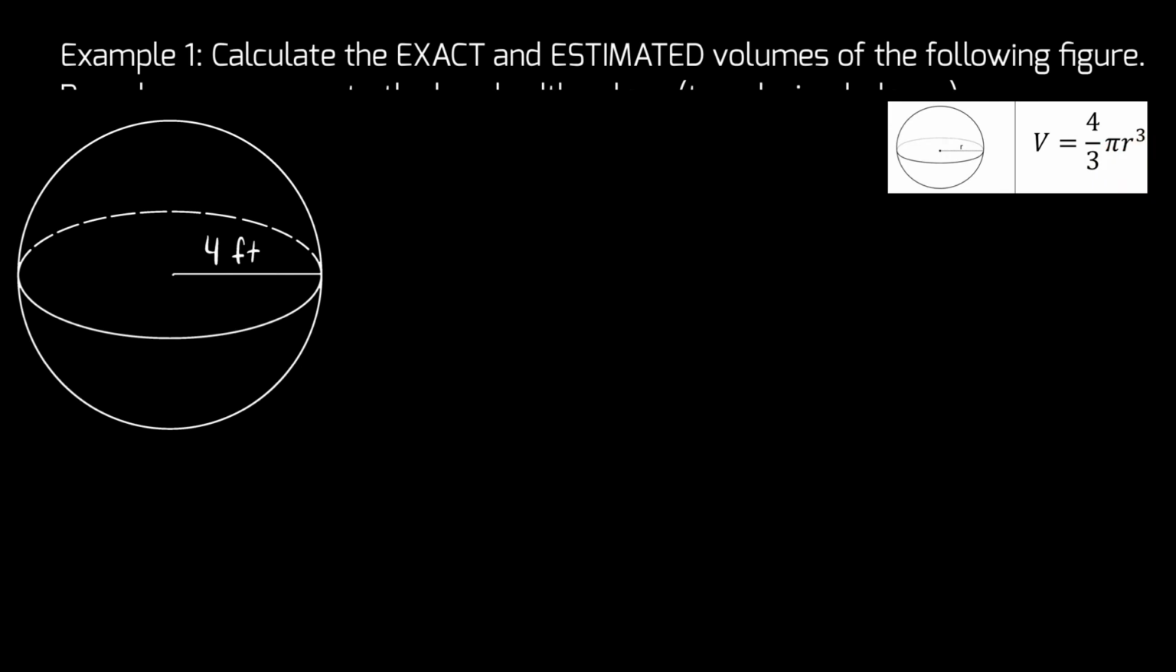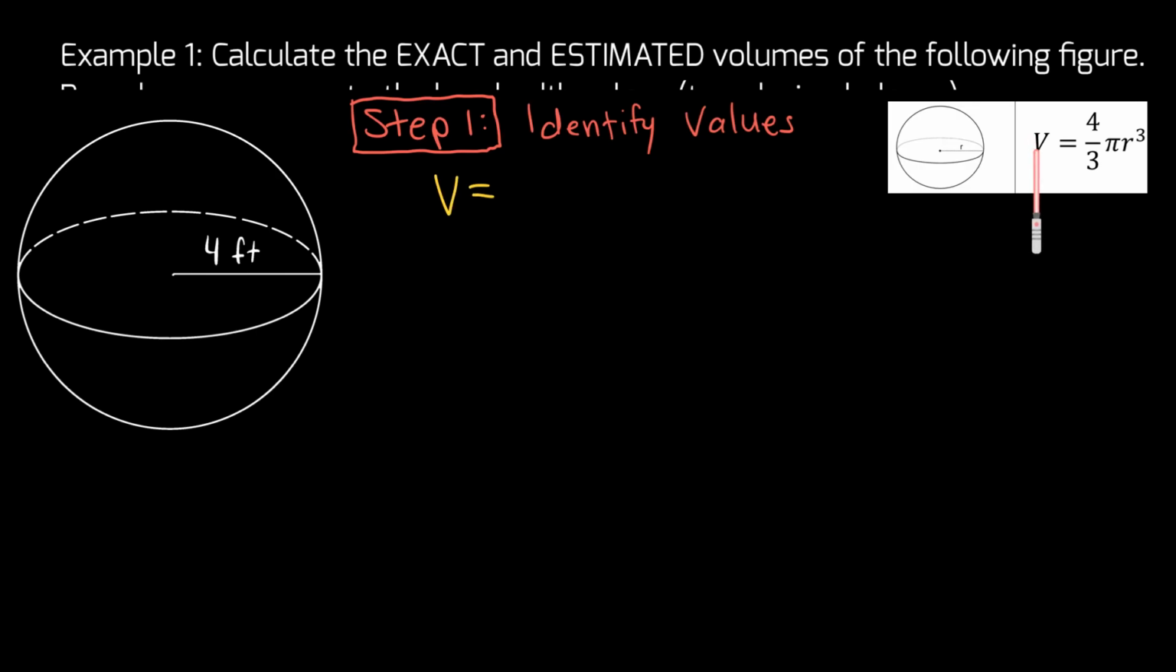Okay, so what we need is 3 different things in this case. So step 1 is to identify the values. So we need V, we need pi, and then we need r. So the first thing that I want to identify is the volume. Based off this diagram and the word problem, nothing is given for the volume. In fact, that's what I want to find, so I'm going to put a question mark.